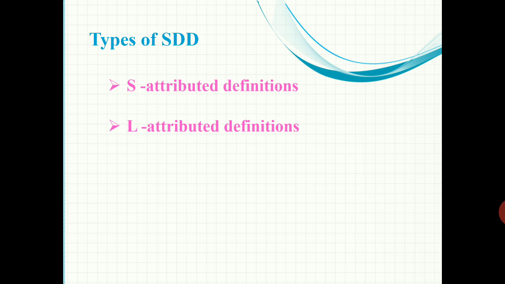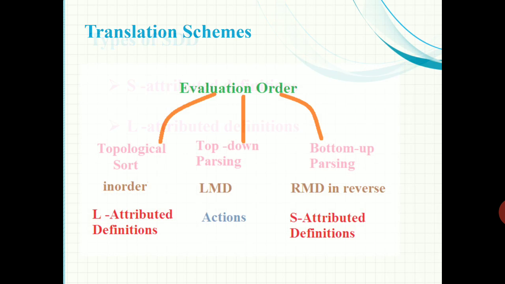You all know there are two types of SDD, that is S attributed definition and L attributed definition. In the case of S attributed definition, it contains only synthesized attributes. In the case of L attributed definition, it contains both synthesized and inherited attributes. The translation schemes specify the order in which the particular semantic actions are performed in an SDT.